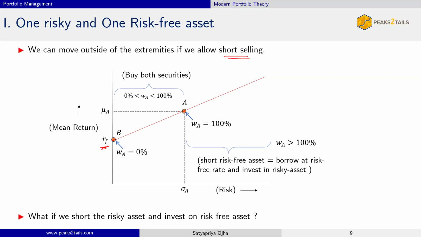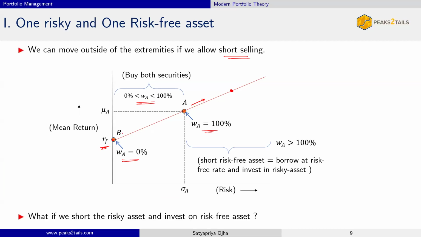If you allow that, you can move further. Along the same line, you are allowed to move further. That means you can get portfolios which are riskier than A and also have a higher return than A. Okay, so please note that this point is where there is no allocation to A, and this point is where there is 100% allocation to A. In between, the allocation for A is between 0 and 100%.